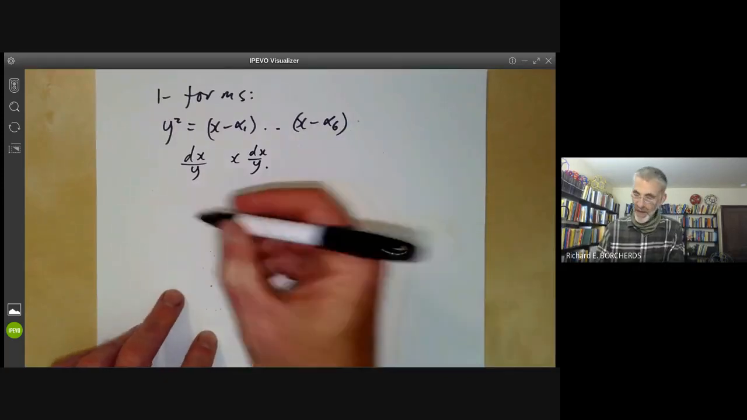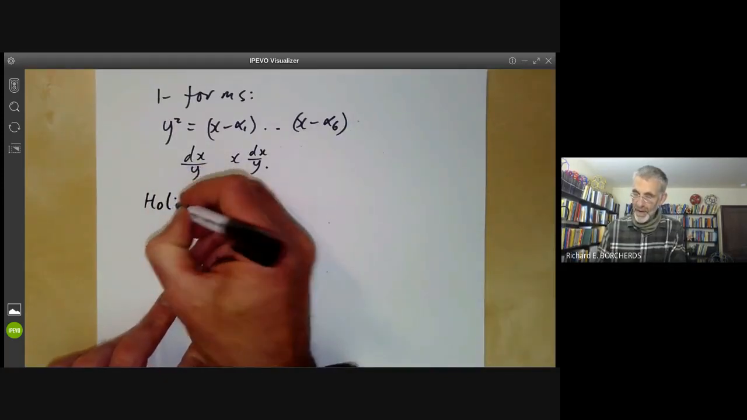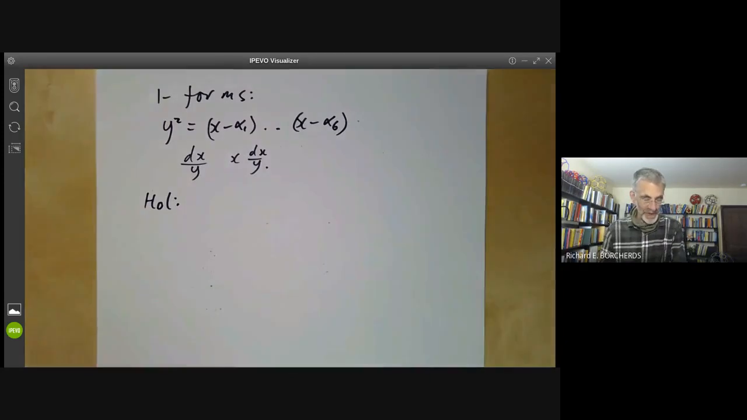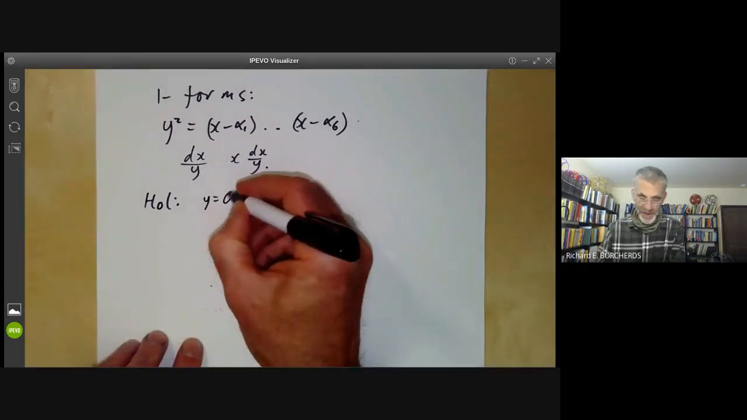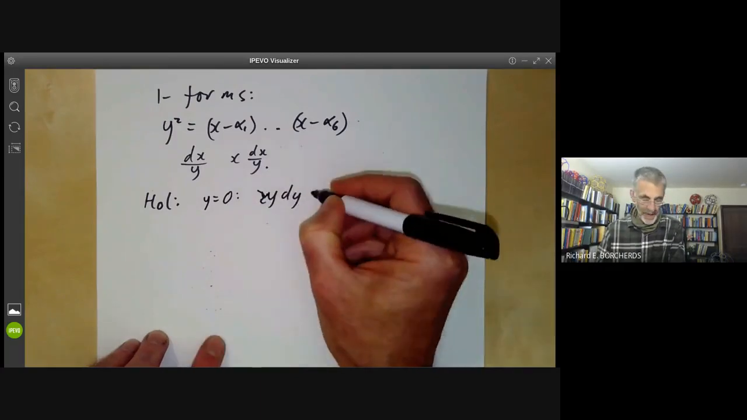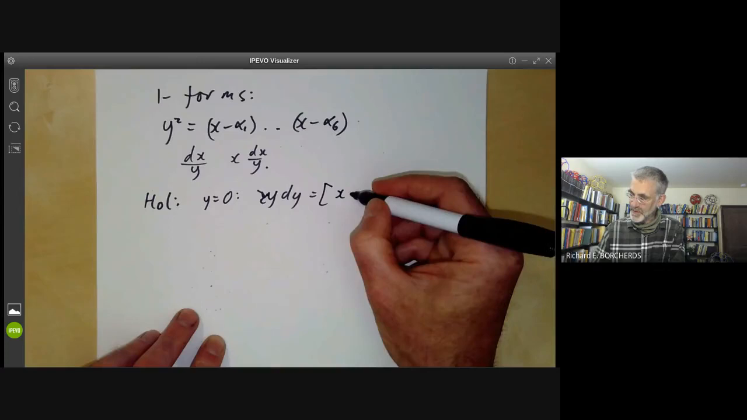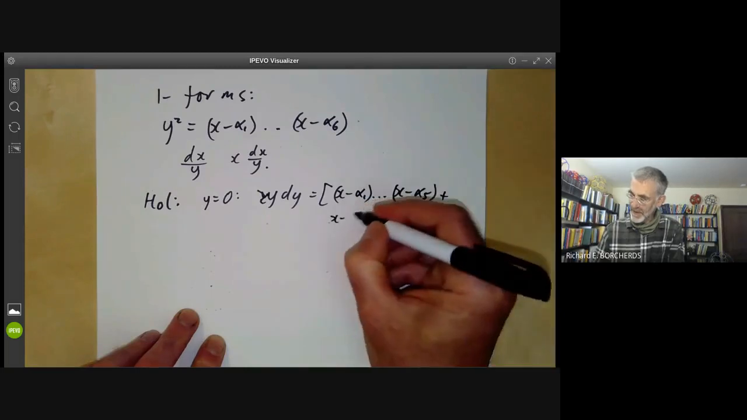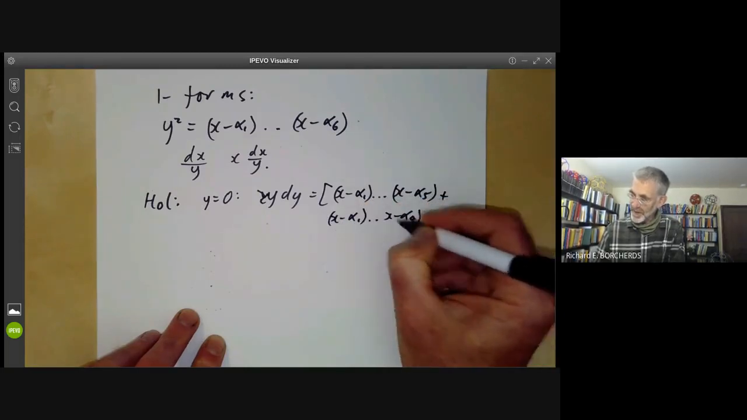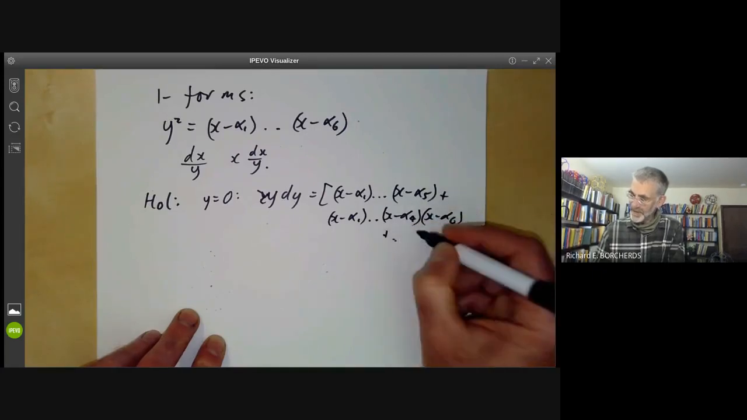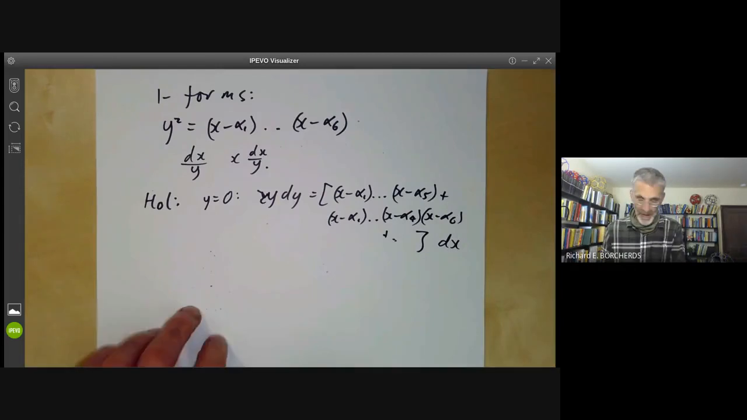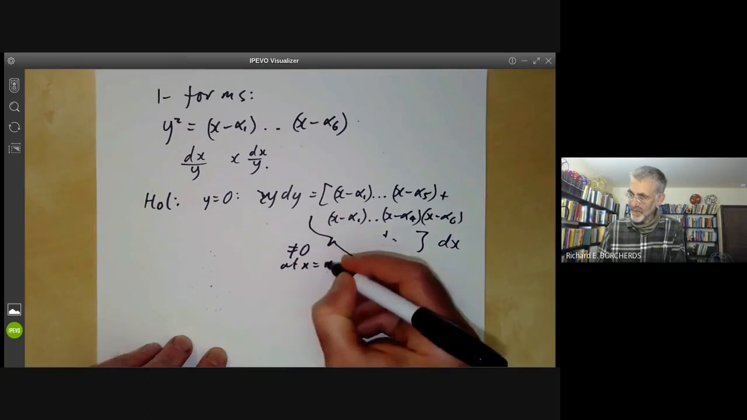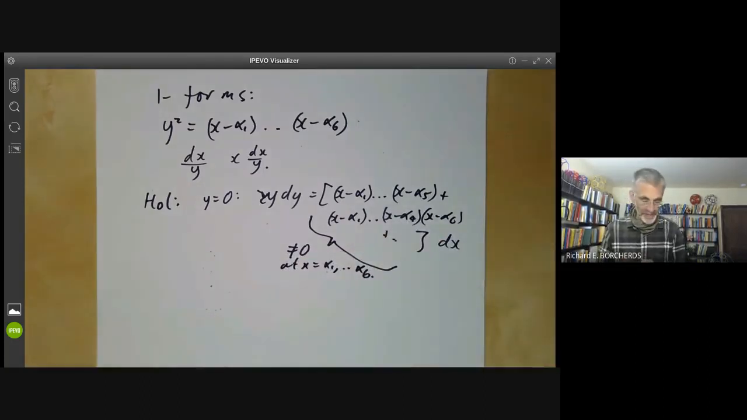And these are actually holomorphic. Well, we need to check they're holomorphic at the points where y is equal to 0 and also at the point infinity. And at y equals 0, we just use the fact that 2y dy is equal to this rather monstrous expression. We take x minus alpha 1 up to x minus alpha 5 plus x minus alpha 1 to x minus alpha 4 times x minus alpha 6 plus various other expressions times dx. And the only thing you really need to know about this mess is that it's not equal to 0 at x equals alpha 1 up to alpha 6, as you can easily check.